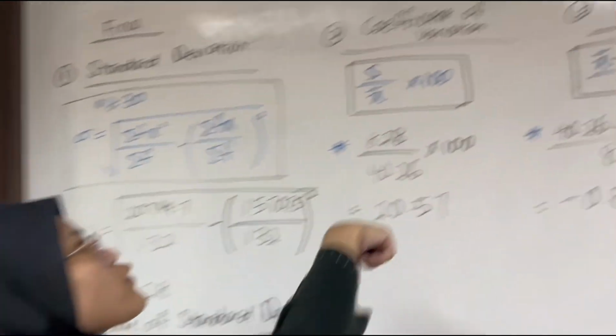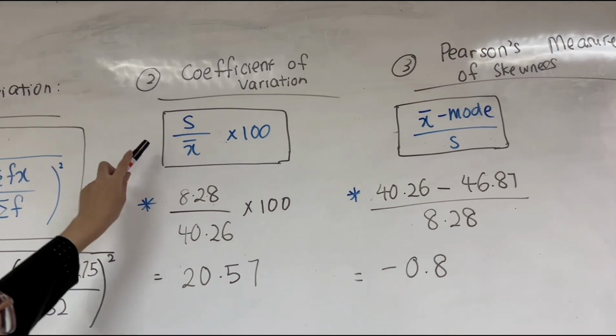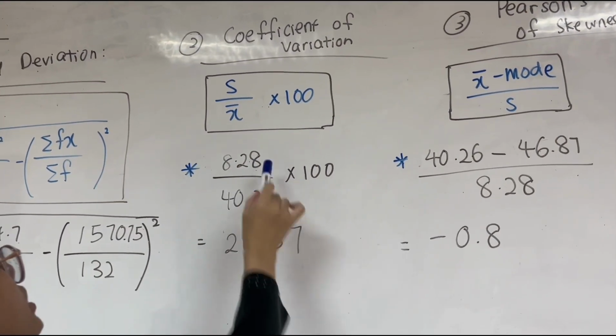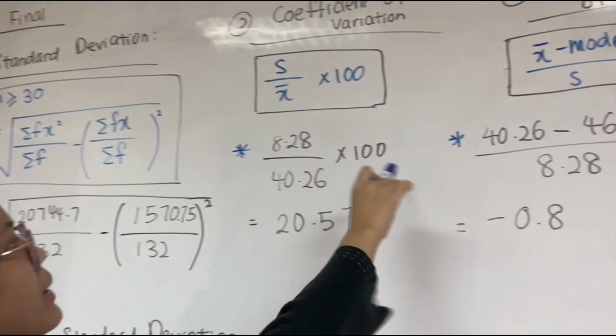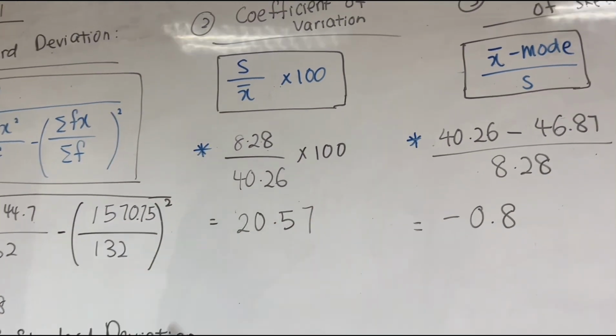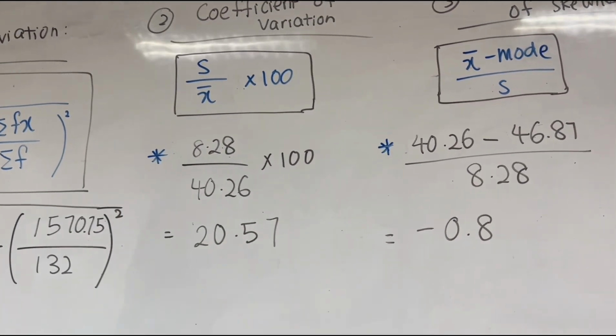Okay, so now let's move to the coefficient of variation. So we use the same formula and then we use 8.28, which is the standard deviation just now, and we will divide by 40.26, which is the value of the mean, and we times 100 and we get 20.57.